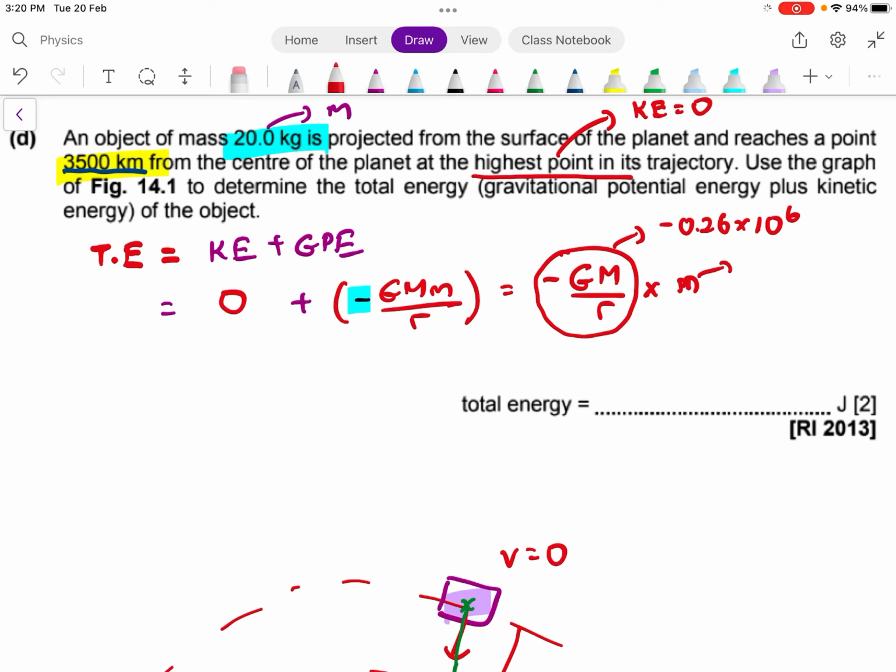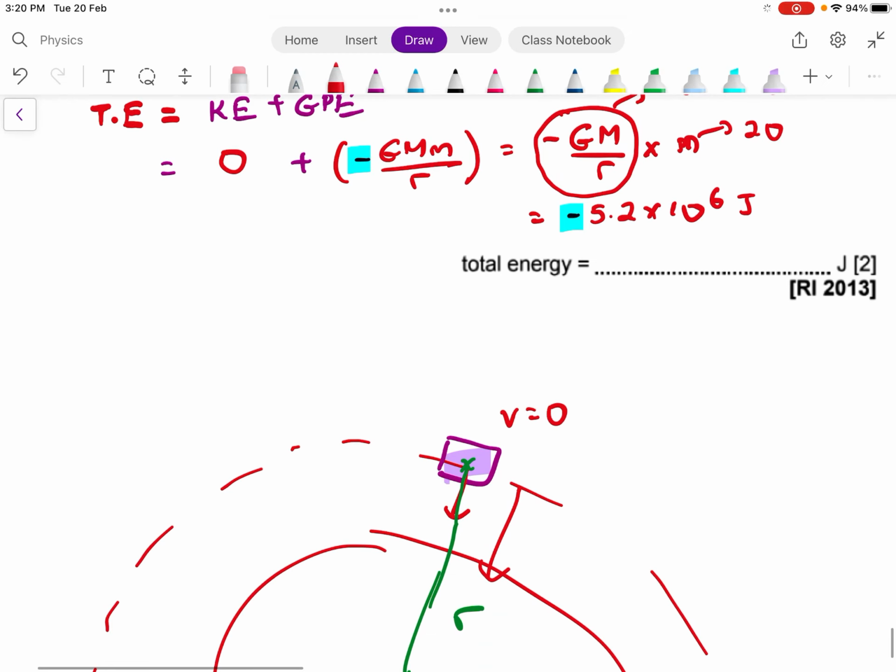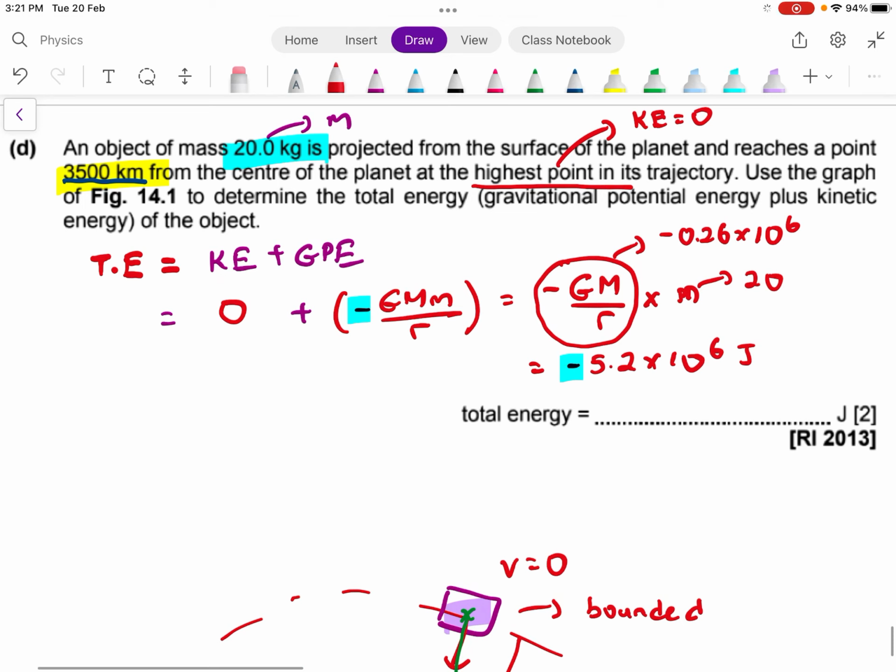What about the small m? The small m here is about 20 kg. So you just need to do the multiplication. You should be able to get a total energy of roughly, okay, about negative 5.2 times 10 to the power of 6 joules. So the total energy is negative. Why is it negative? Because remember, as long as your total energy is negative, it means that this thing is not free, it's being bound. It's being trapped by the planet's gravitational field. So that is how we actually do this Try Yourself 3, Raffles Institution 2013 question.